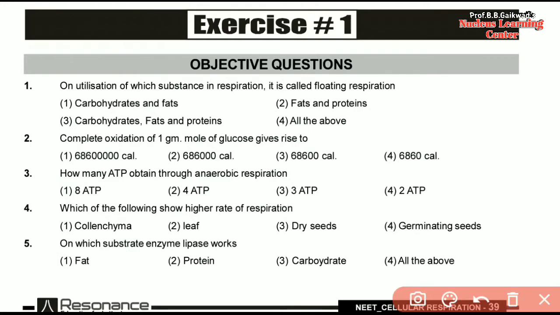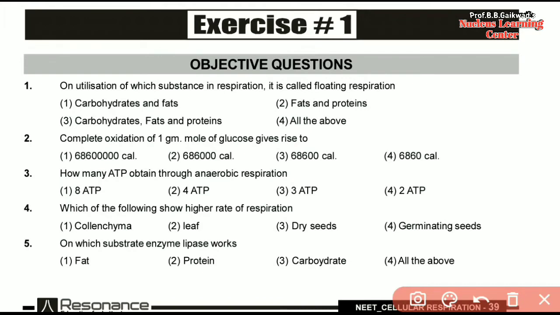As I have explained, on the basis of the nature of the respiratory substrate involved in the oxidation process, they are of two types: floating respiration and protoplasmic respiration. So when do we say it is a floating type and when do we say it is a protoplasmic type?